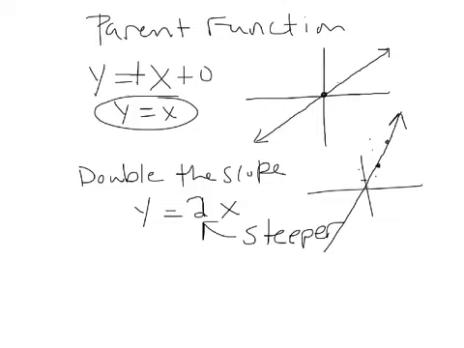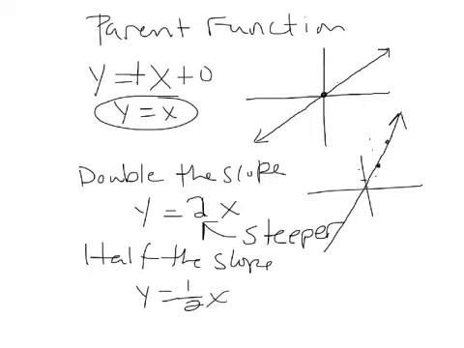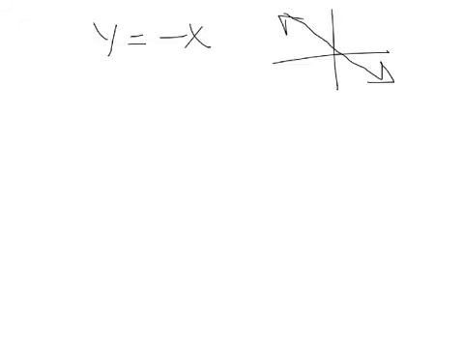Kind of the opposite of that, if you were to do half the slope, if you change it to a fraction, y equals 1/2 x, then instead of going up 1 over 1, you're going to go up 1 over 2, and you can see that you get a much flatter graph. So the fraction makes it flatter. If we ever put a negative in front of the parent function, all that does to it is make it go downhill. The negative just makes it go downhill.